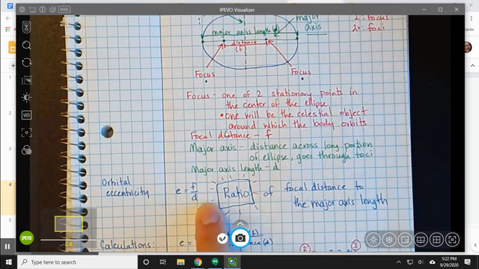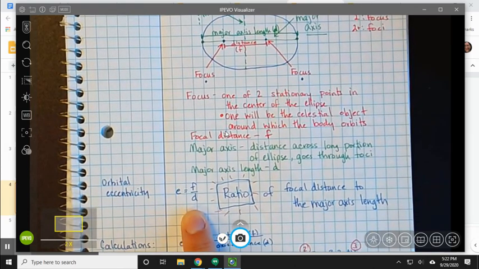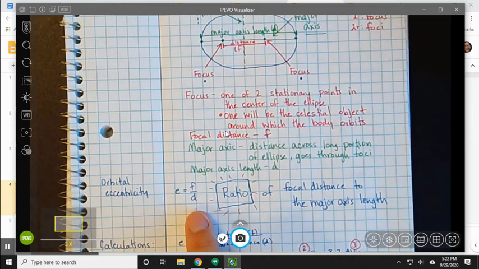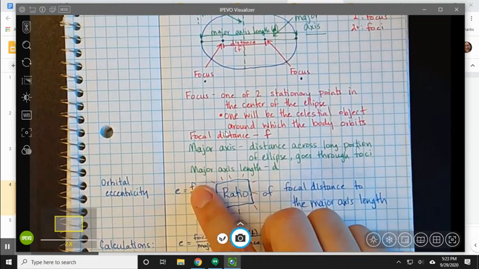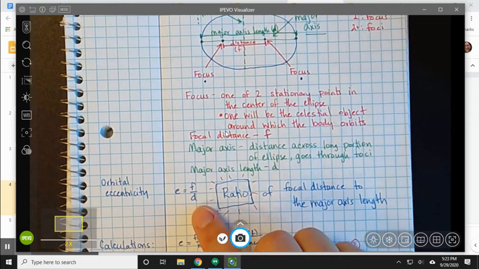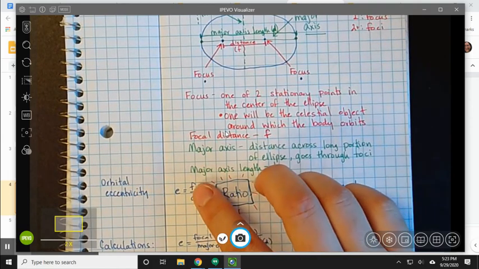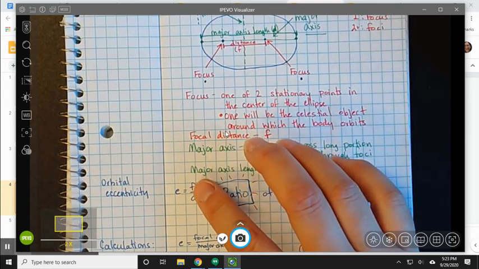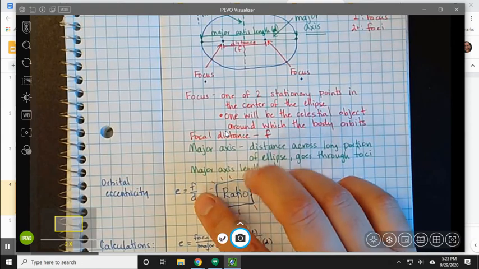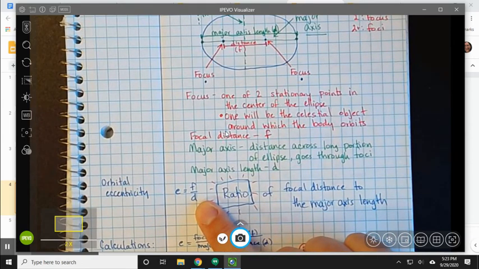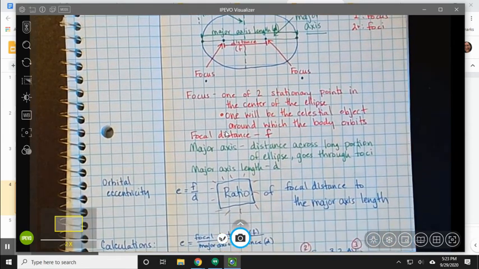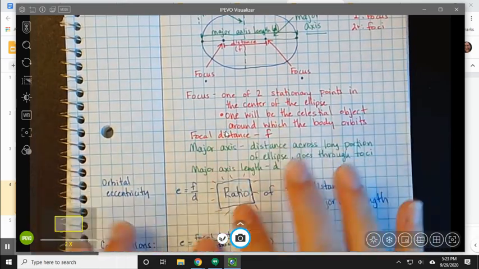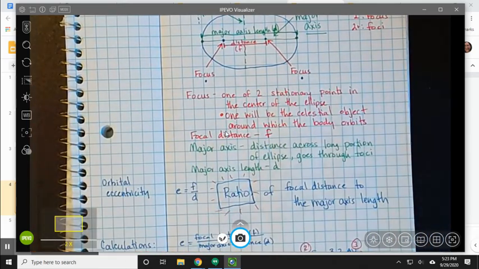The formula that we use here is E equals F over D. And so we know that this is the distance between the foci for F. We know that the D is the length of the major axis. And so this is a ratio. So the eccentricity is the ratio of the distance between the foci to the major axis length. All right. And we just have that written out over here. Ratio, I put little shiny things out from it so that you can see, oh, this is important.